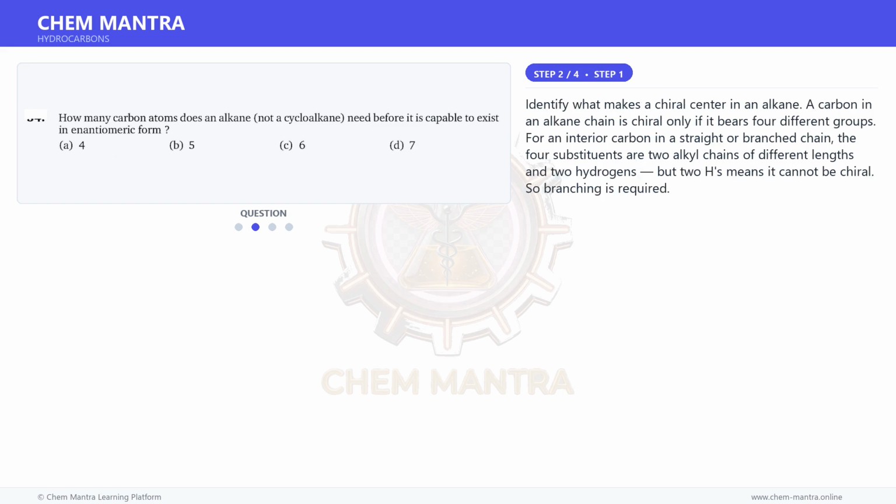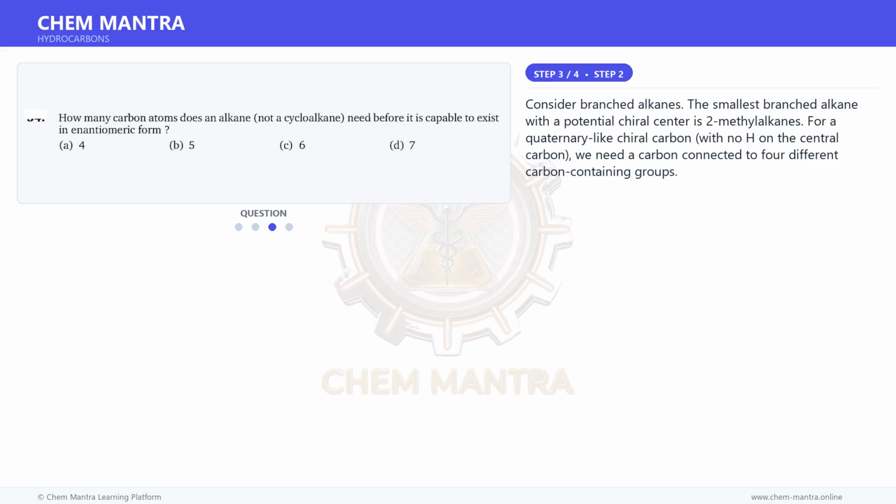Moving on to the next step. Identify what makes a chiral center in an alkane. A carbon in an alkane chain is chiral only if it bears 4 different groups. For an interior carbon in a straight or branched chain, the 4 substituents are 2 alkyl chains of different lengths and 2 hydrogens, but 2 H's means it cannot be chiral. So branching is required.